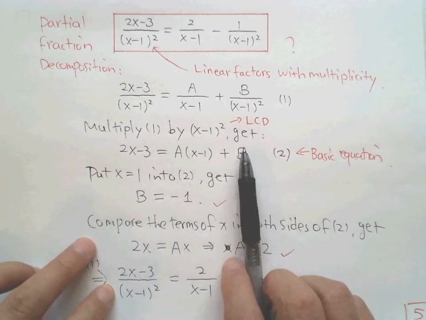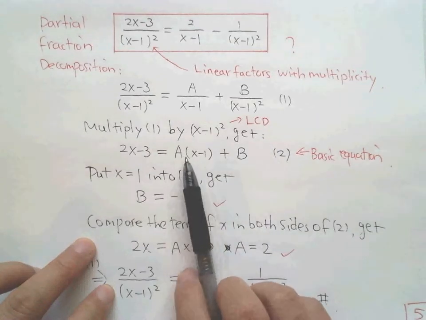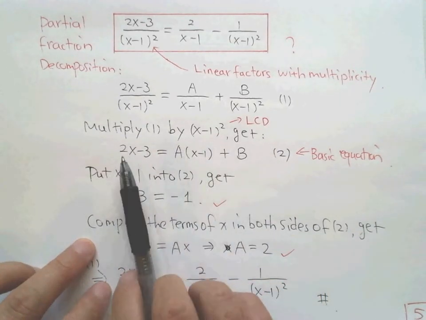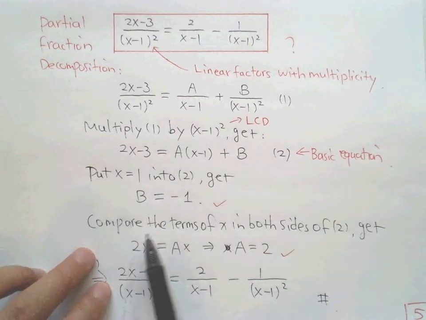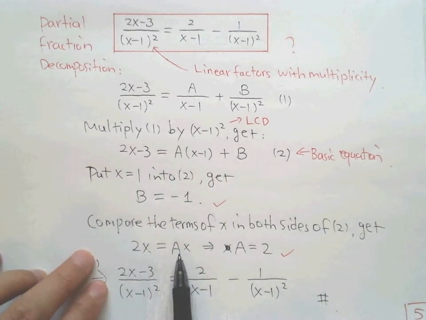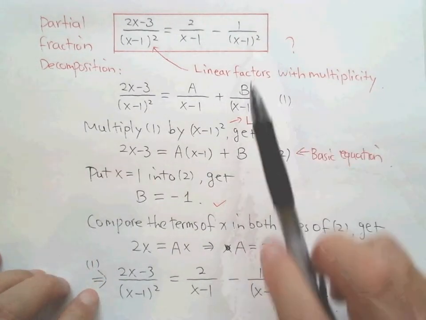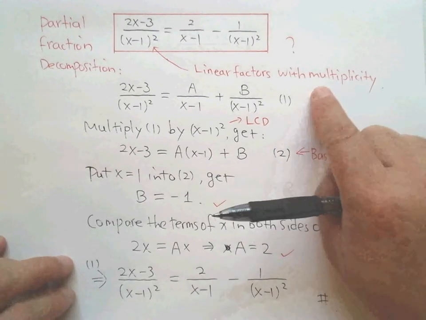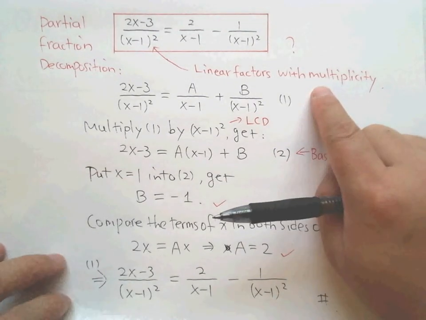Can we see this? B is -1, so the right side has Ax, right? The left side is 2x. Two polynomials equal each other, so the coefficients should correspond to each other. So 2x should equal Ax, and A should equal 2. And then we get the decomposition, right? A little bit of difference for linear factors.